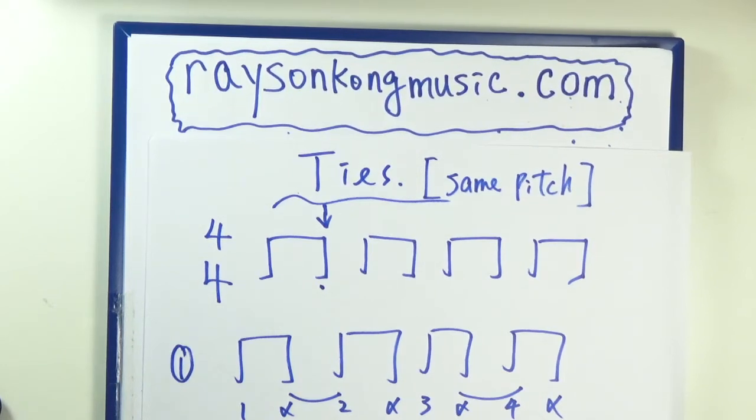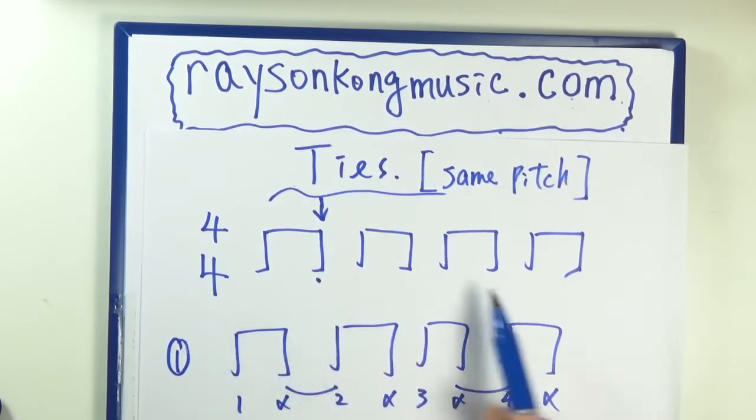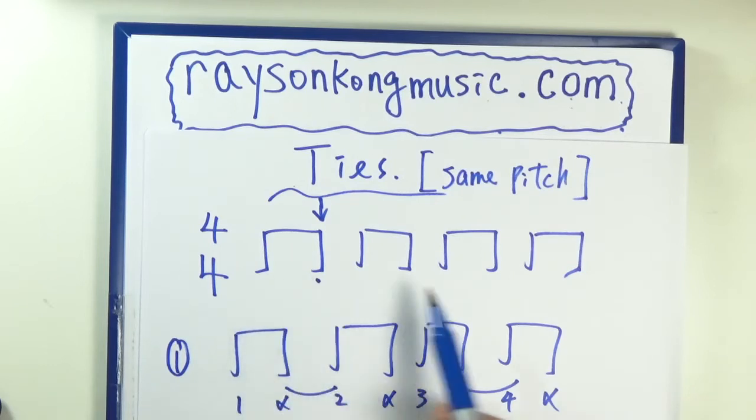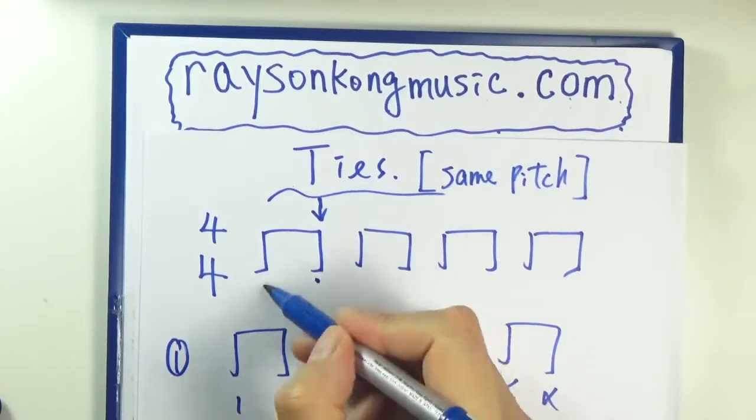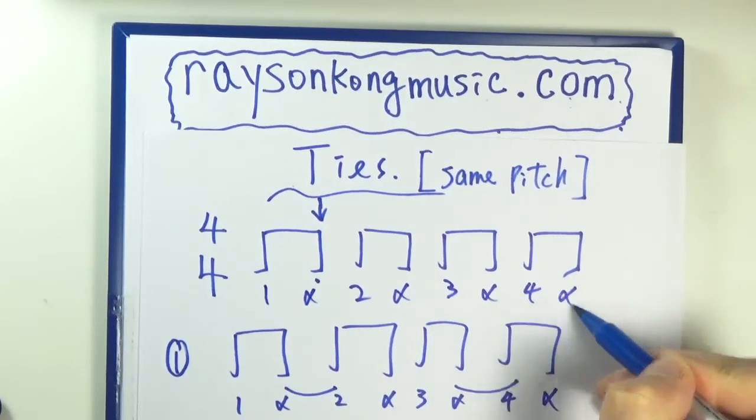Hello everybody, today we'll discuss ties. What a tie does is basically lengthen the time value of a given note. For example, let's take a look at this example. We have some eighth notes: 1 and, 2 and, 3 and, 4 and.